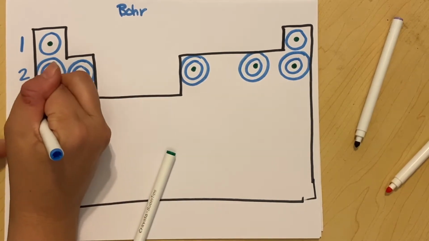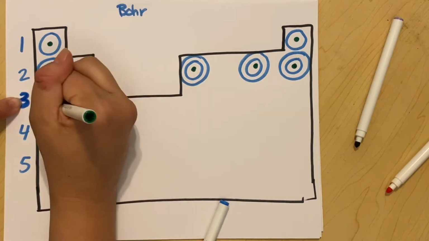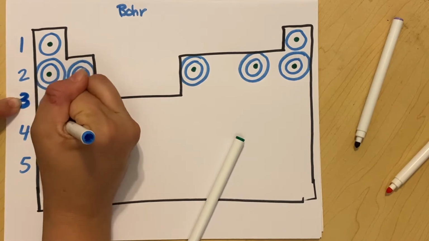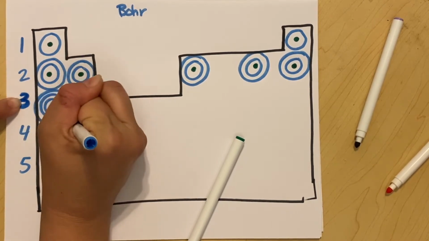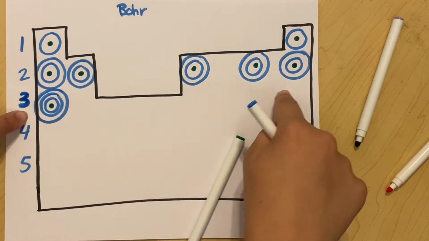And on period 3, I'm going to have 3 electron shells, right? 1, 2, hopefully this fits, 3, okay? And that goes all the way across for the third period.